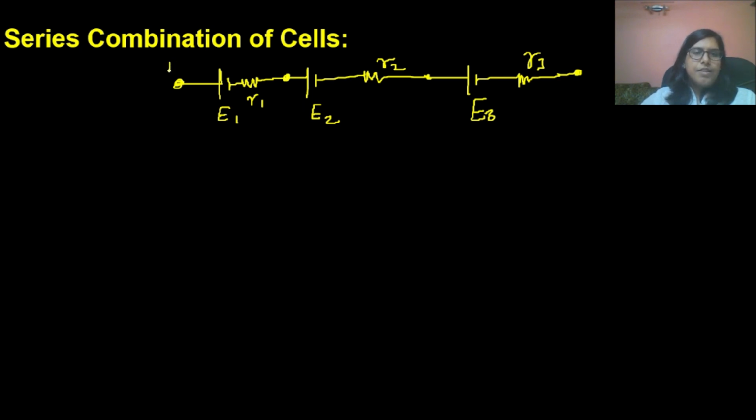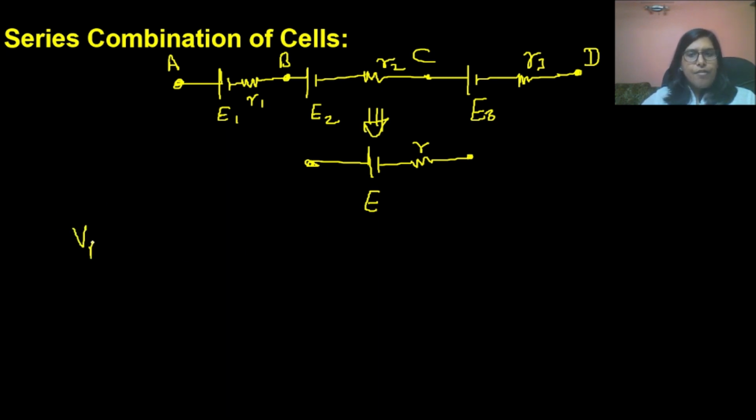Suppose this is A, this is B, this is C, this is D. Now we have to find the equivalent resistance and equivalent EMF of these cells. So suppose the equivalent EMF is E and the equivalent resistance is R. And how will we calculate this?